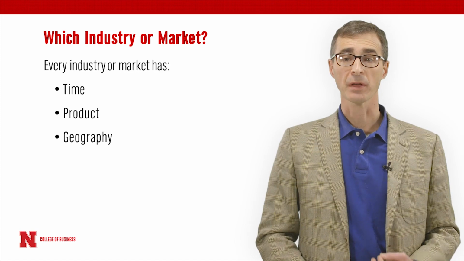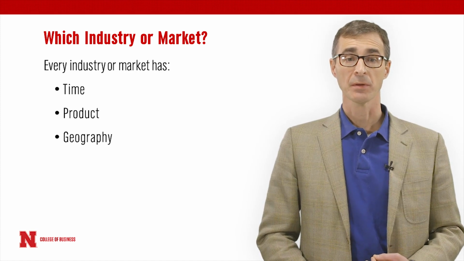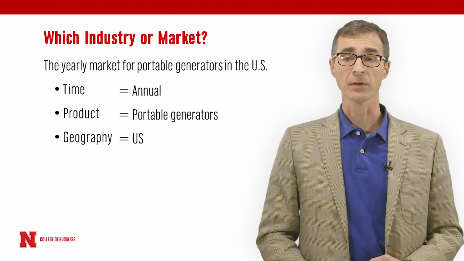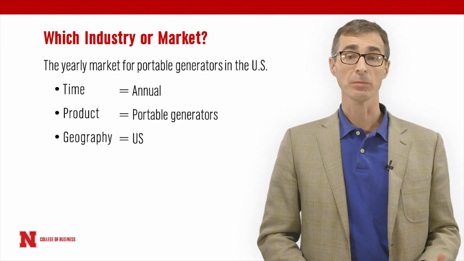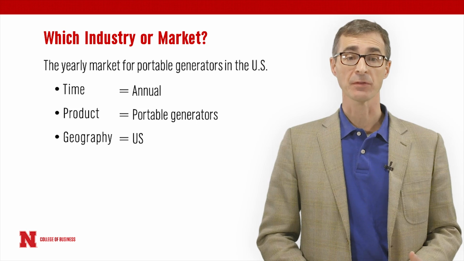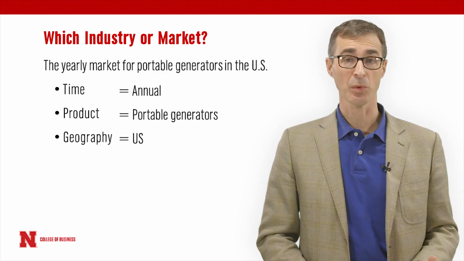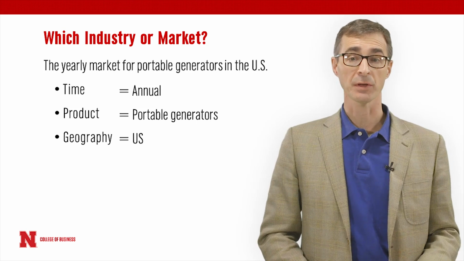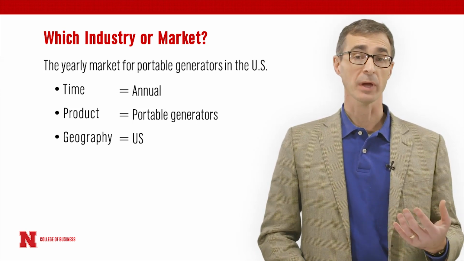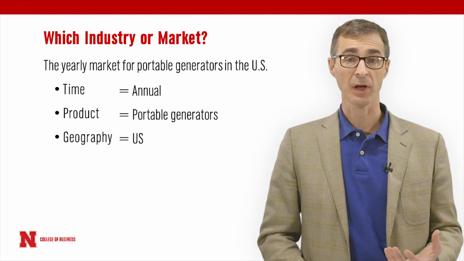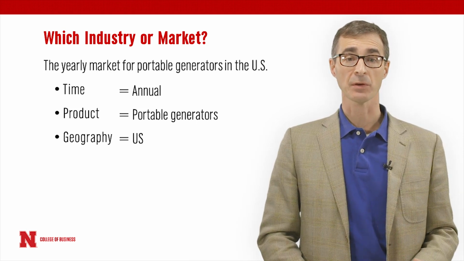Every industry or market has a time, a product, and a geographic dimension. Let's take, for example, the annual or yearly market for portable power generators in the United States. The time dimension is annual, the product dimension is portable generators, and the geographic component is the United States. Anytime we're analyzing a market, we need to first define it, and then we can begin exploring the behavior of the buyers and the sellers.